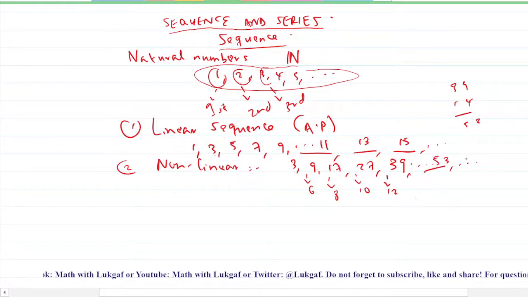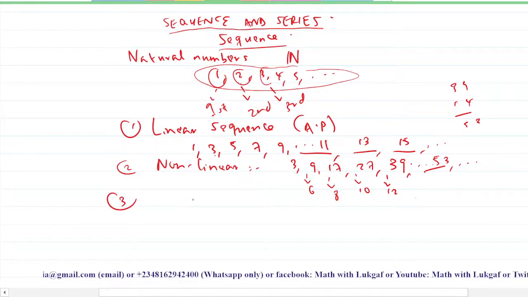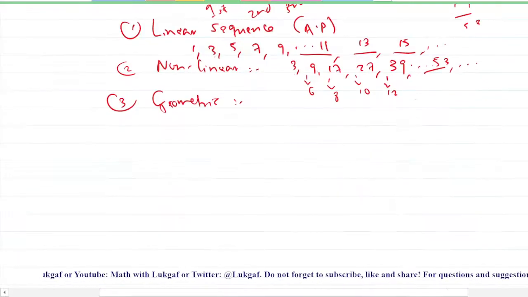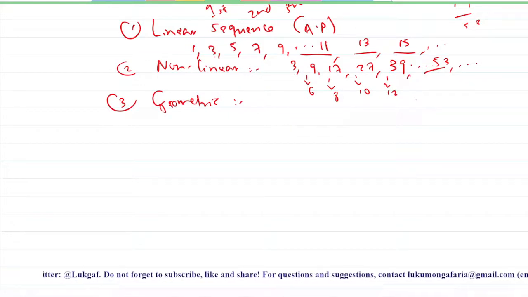So when you have a certain pattern like this, such that the difference between two consecutive terms cannot give you a constant term like we have here, then you say it is a nonlinear sequence. Then the third one, we have a geometric sequence. A geometric sequence is also known as a GP, geometric progression, which I'm going to cover in the subsequent video, or an exponential sequence.